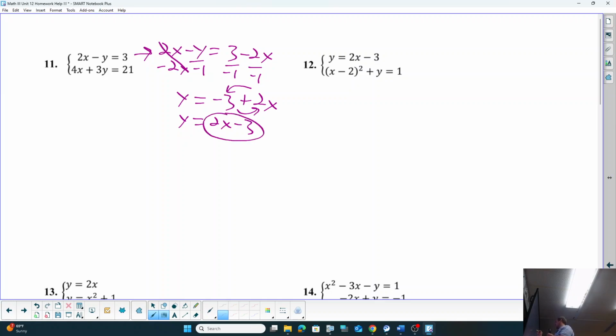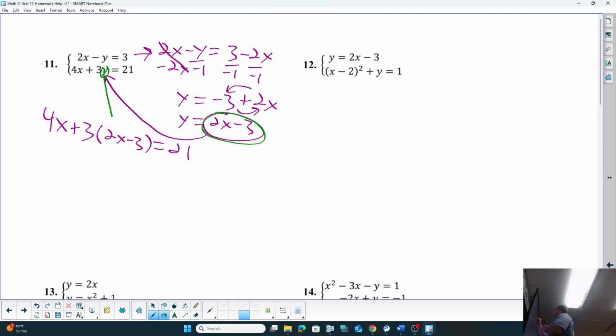Cool. So now you're going to substitute in wherever you see y in the other equation. You're going to substitute in 2x minus 3. I would probably use elimination for this one, but I just wanted to show both there. So that's going to be 2x minus 3 in for y equals 21. Again, we took 2x minus 3 and shoved it right in there in place of the y. So the y goes bye-bye, and 2x minus 3 goes in its place. Okay, distribute that 3 through.